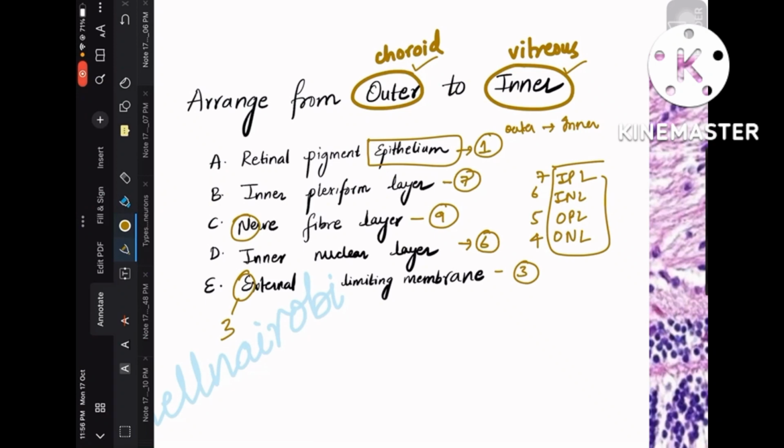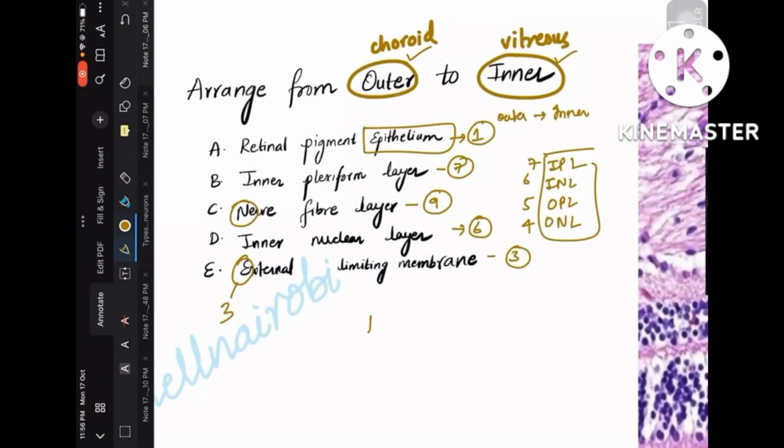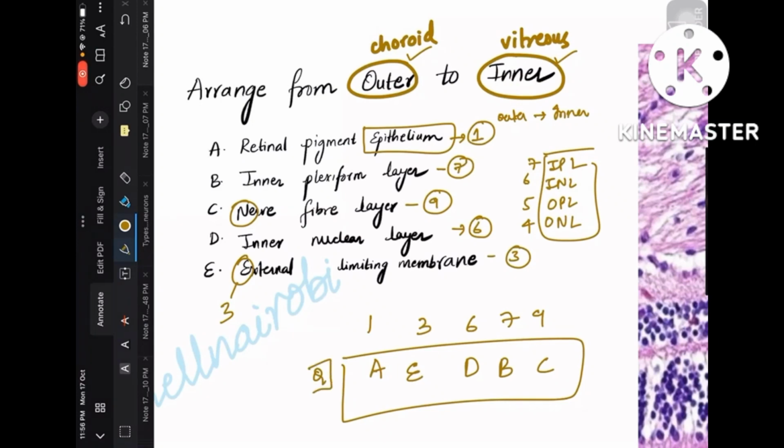So from outer to inner is asked. So you need 1, 3, 6, 7 and 9, right? So your answer will be A, E, D, B and C. So this is the answer, guys. These are the layers from outer to inner.